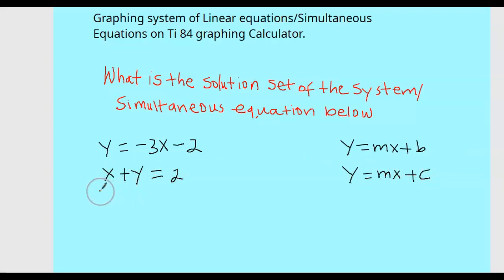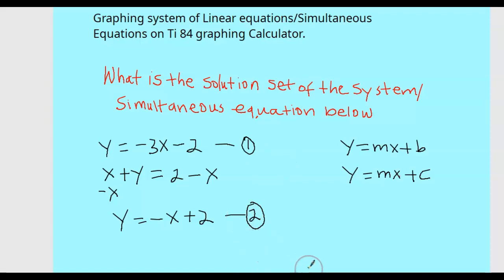So for us to make it that, we have to subtract x here, and we have to do the same thing here. Once we do that, we want to write the x first, so it's going to be negative x plus 2. So now we have equation 1 here, and we have equation 2. We are going to plot this on the calculator, and then we will find the intersection.